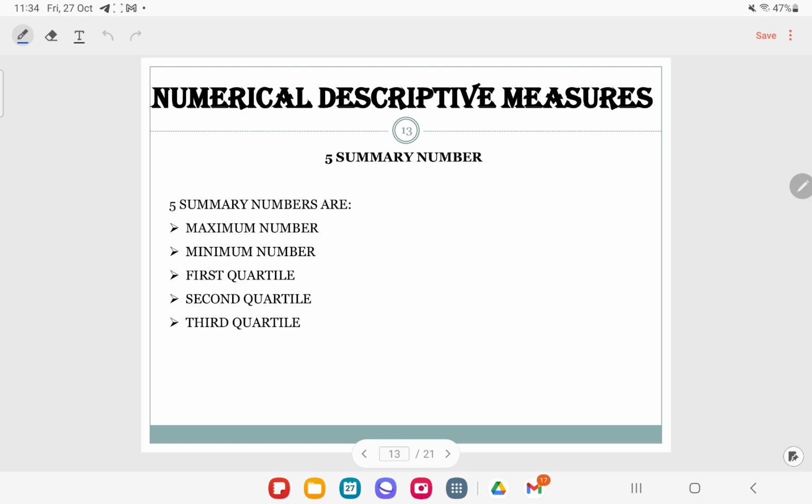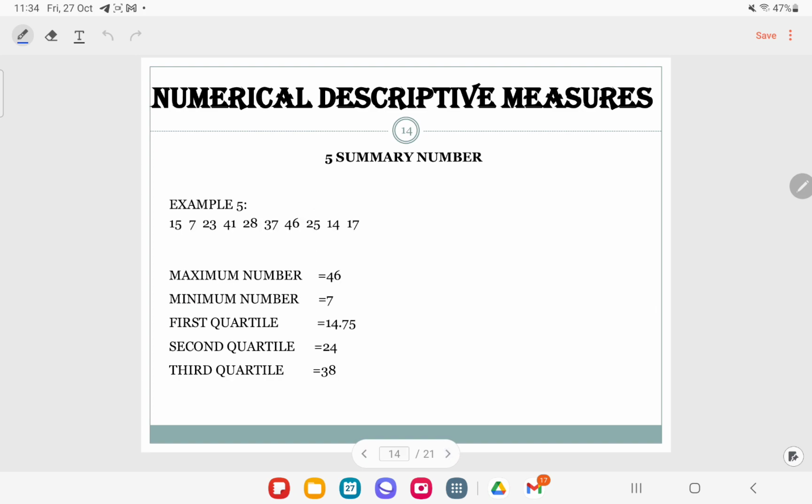Okay, then next is the five summary numbers. So maximum number, minimum number, first quartile, second quartile, and third quartile. For ungrouped data, we can directly identify them. For example here, the maximum number is 46, the minimum number is 7, and then the first quartile through calculation. We calculate the first quartile.